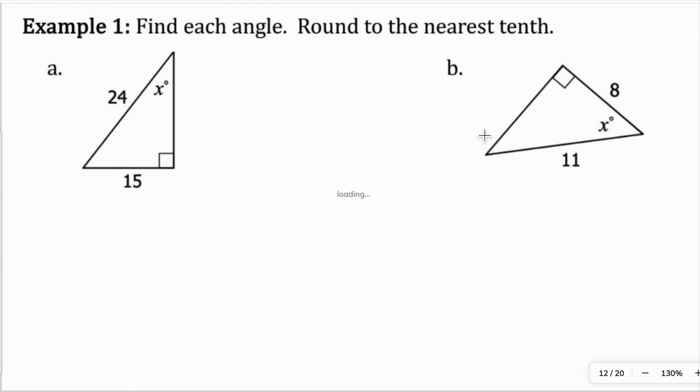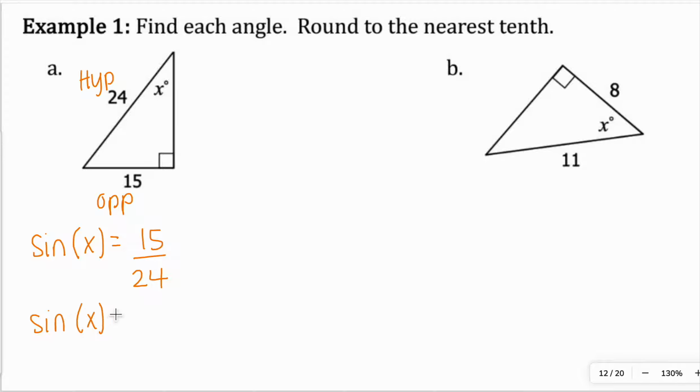Let's start with letter A. Letter A, we're given x degrees and we're trying to find that degree measurement. Notice that we have opposite over hypotenuse. So this is the sine ratio. So I can find the sine of x by taking 15 over 24. One thing I like to do first is find 15 over 24 as a decimal. This is just one way to try it. I'm going to get 0.625.